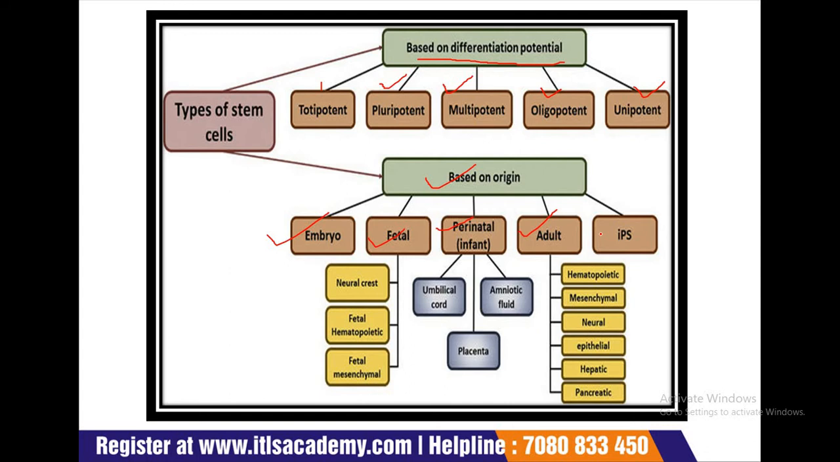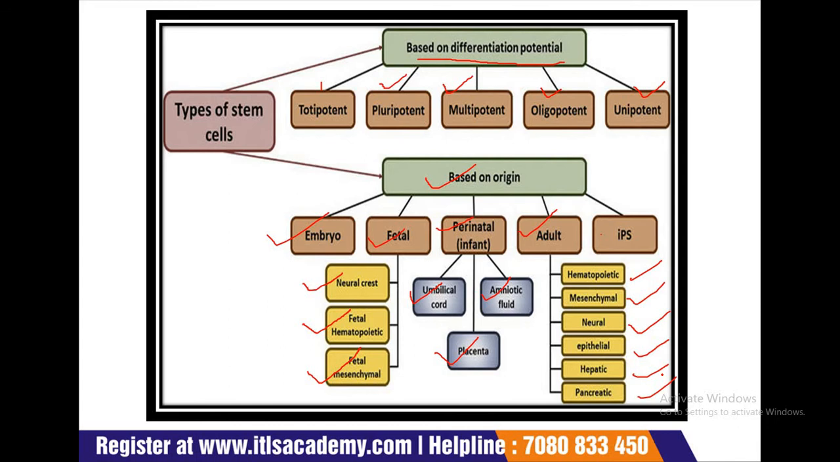In this picture we can see that the fetus is again divided into three types: neural crest, hematopoietic, and fetal mesenchymal stem cells. The infant is again divided into umbilical cord, amniotic fluid, and placenta. Adult stem cells are again divided into hematopoietic stem cells, mesenchymal stem cells, neural stem cells, epithelial stem cells, hepatic stem cells, and pancreatic stem cells.